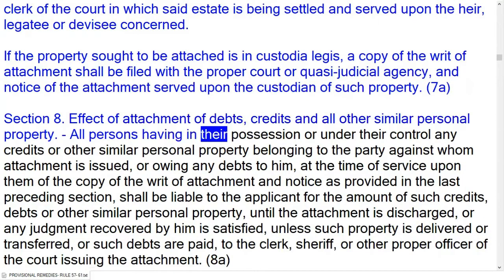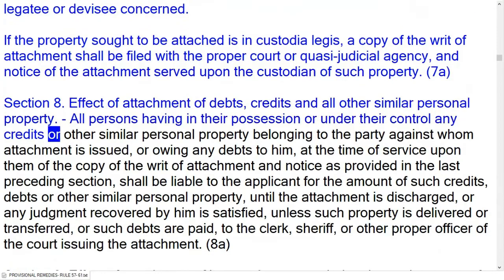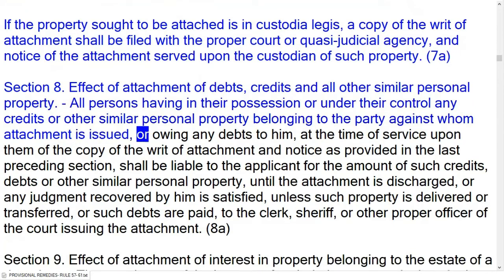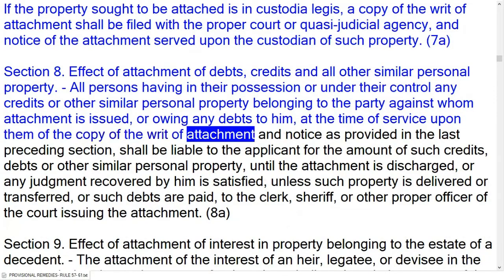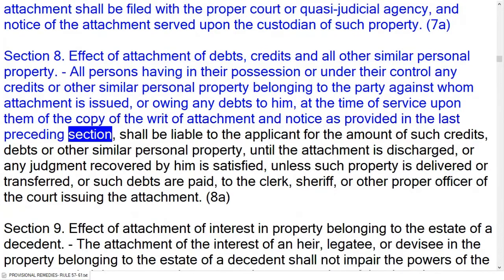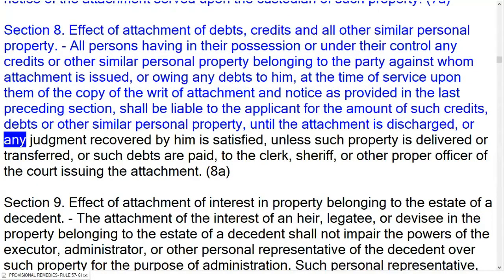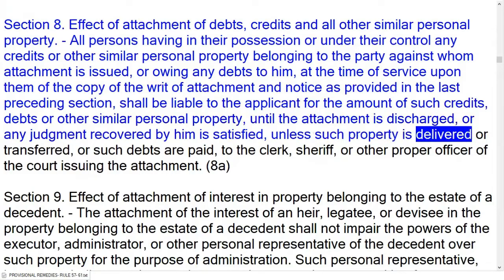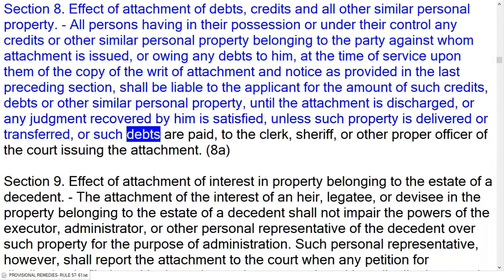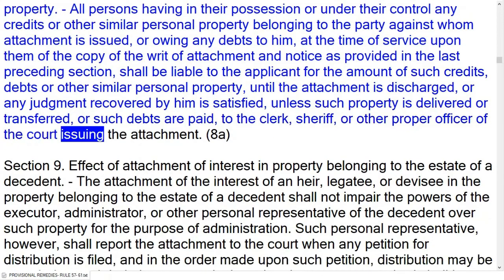All persons having in their possession or under their control any credits or other similar personal property belonging to the party against whom attachment is issued, or owing any debts to him, at the time of service upon them of the copy of the writ of attachment and notice as provided in the last preceding section, shall be liable to the applicant for the amount of such credits, debts, or other similar personal property, until the attachment is discharged, or any judgment recovered by him is satisfied, unless such property is delivered or transferred, or such debts are paid to the clerk, sheriff, or other proper officer of the court issuing the attachment.